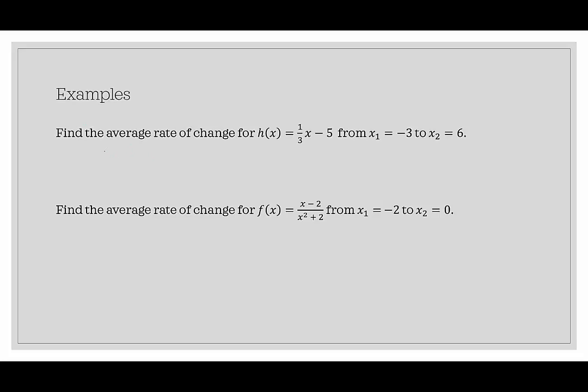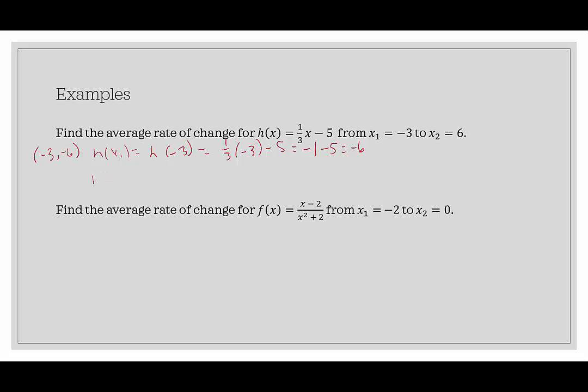So first we need to figure out what our h of x sub 1 and h of x sub 2 values are. h of x sub 1 is going to be h of negative 3. So anywhere I see an x, I'm replacing it with negative 3. 1/3 times negative 3 is negative 1, minus 5 is negative 6. So here I have the ordered pair negative 3, negative 6.